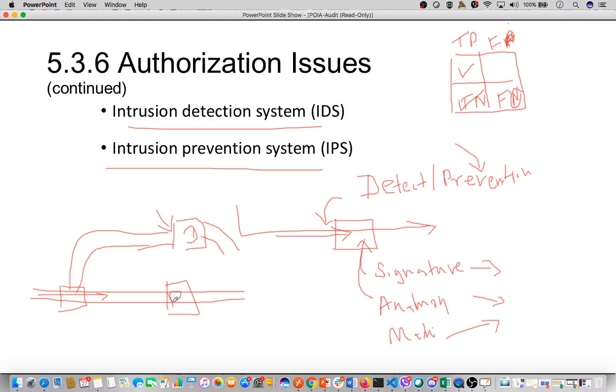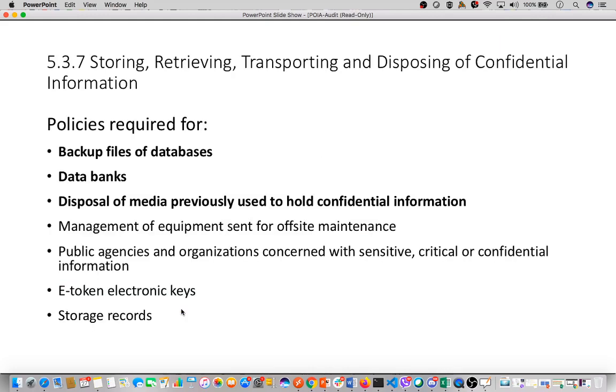Prevention systems are online, where they sometimes have to block the traffic and work on the traffic, so it can add a delay to the network. This is something common when it comes to IPSs.